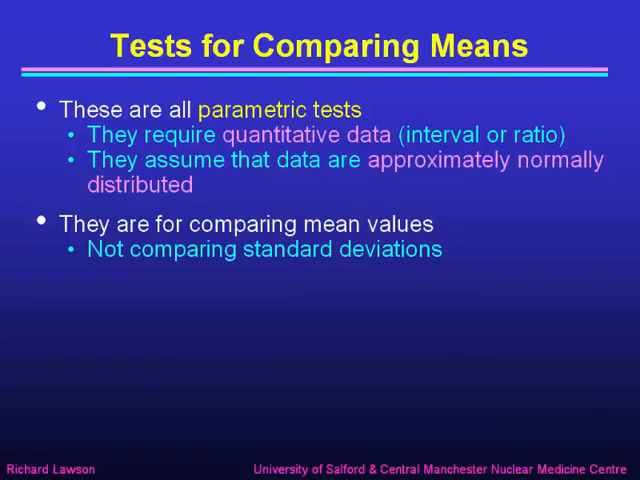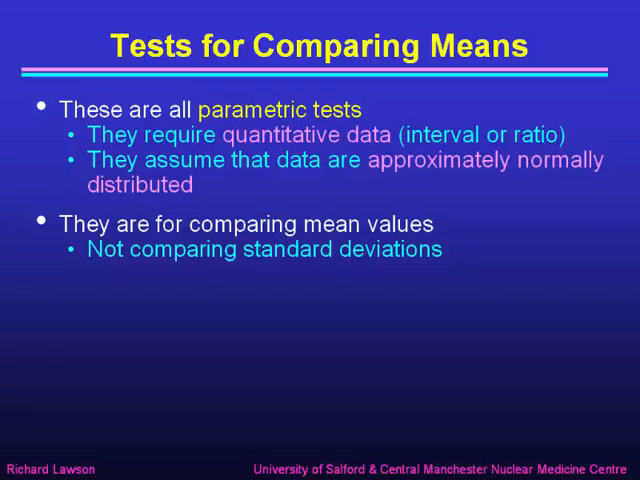Tests for comparing means are all parametric tests. That is, they require quantitative data. It doesn't matter whether that's on an interval or a ratio scale, as long as it's quantitative, that is, they are numbers. All these tests assume that data are approximately normally distributed. That doesn't have to be rigorous, they don't have to be a perfect normal distribution, as long as it's roughly normal.